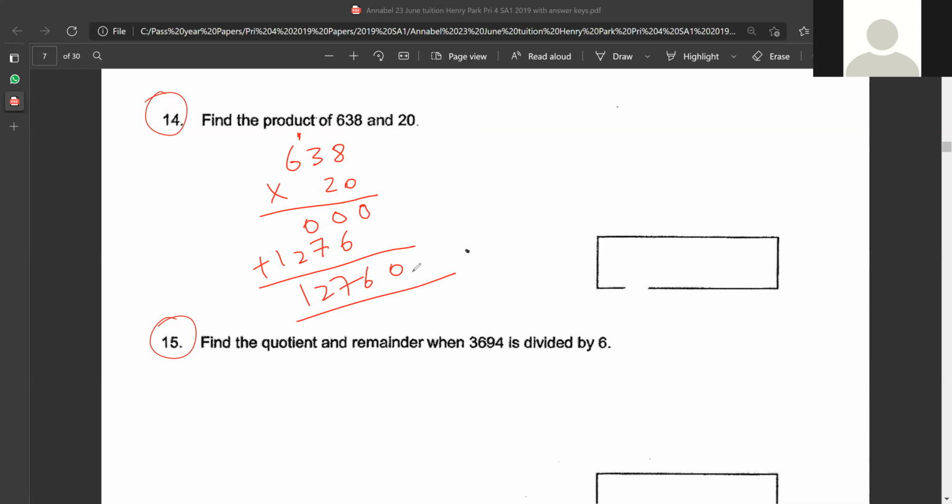Clear? You know how to do this, right? This one is very important, and your foundation.